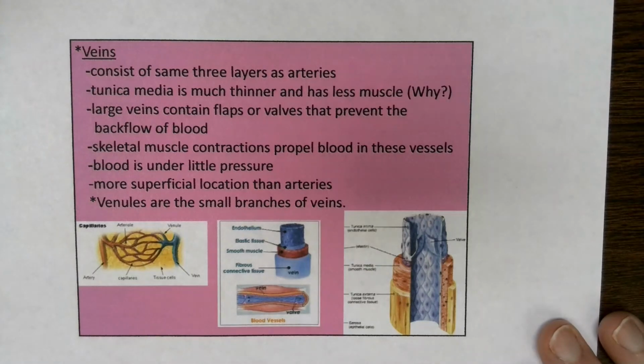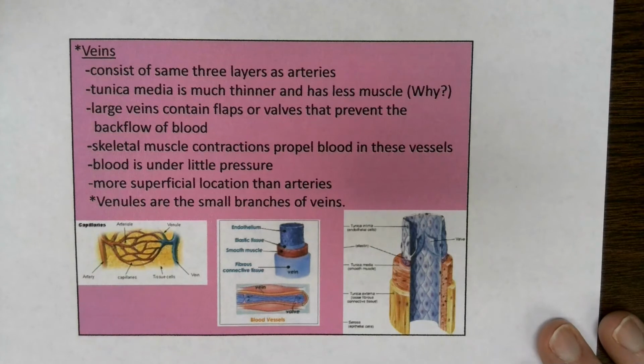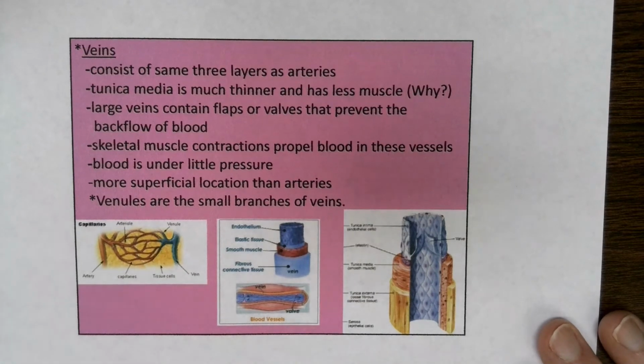The blood is not going to be pumped the same way it is through an artery. It's also under low pressure. But essentially, these vessels have a thinner layer of muscle because they're not doing quite as much work to get blood to the tissues of the body to drop off oxygen.